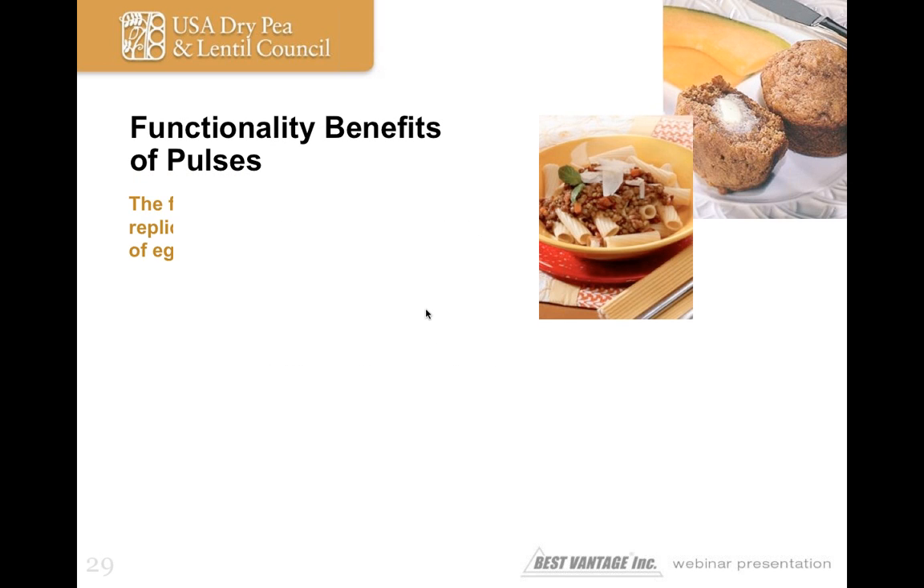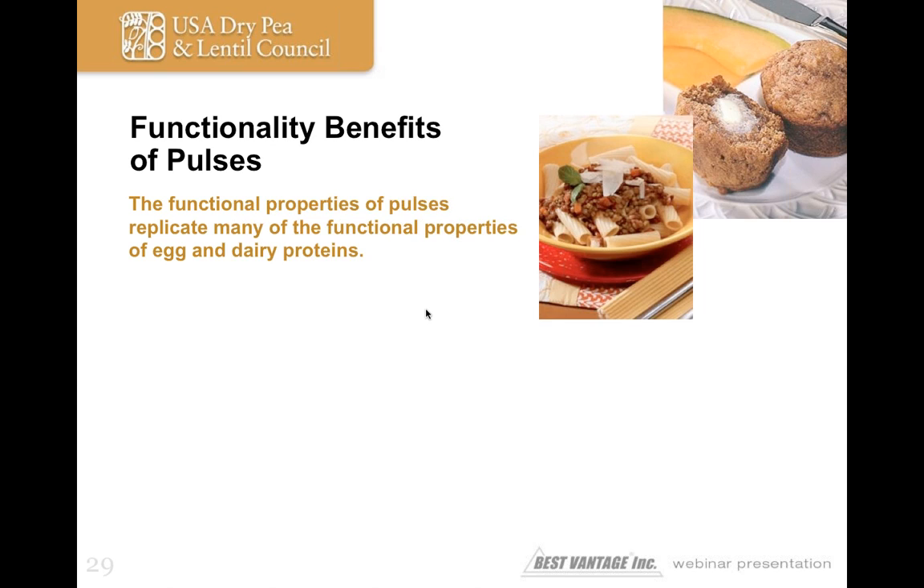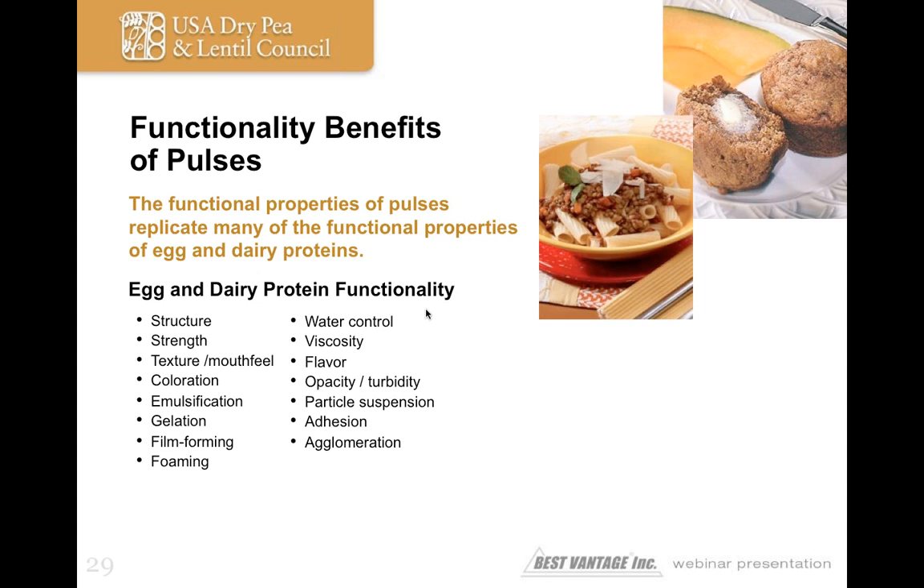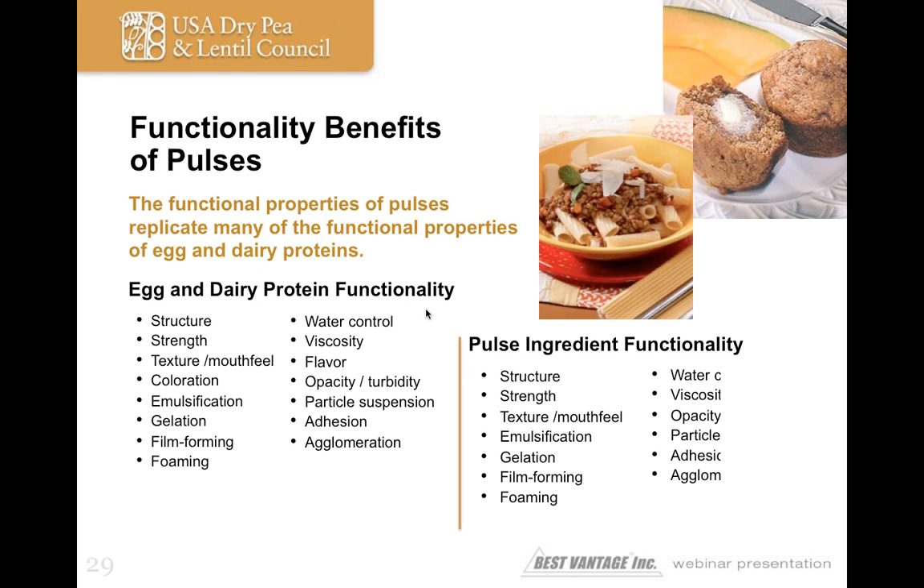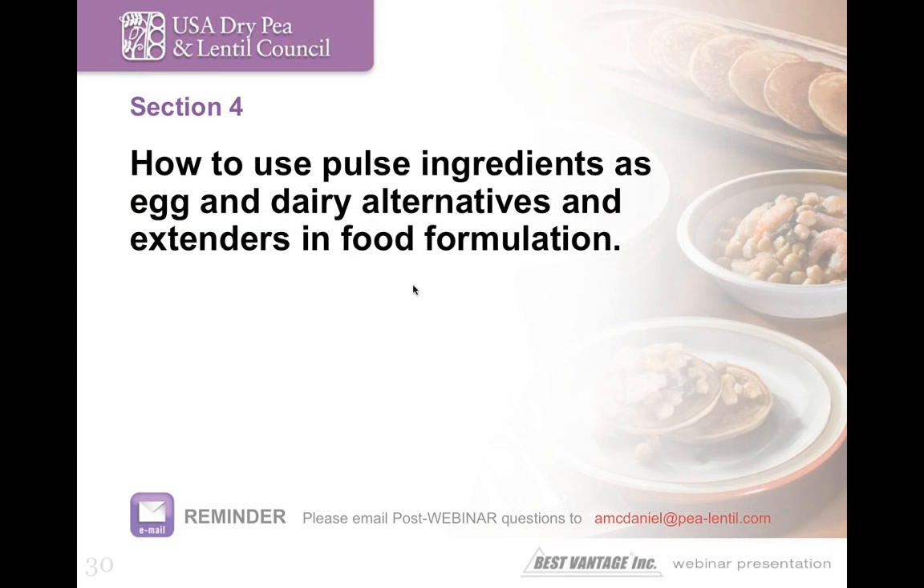Now let's look at some of the functional benefits of pulses. The functional properties of pulses and the pulse components, which include the protein, the fiber and bran, and the starches, replicate many of the functional properties of egg and dairy proteins. If we look at egg and dairy protein functionality, these are some of the roles that egg and dairy proteins play in food products, ranging from structure, strength, texture, mouthfeel, to agglomeration and adhesion. There are many different functions, of course, that they contribute depending on the product, but if you look at pulse ingredients, they will produce many of those same functions. The key is to choose which ingredients with which to duplicate which functions.